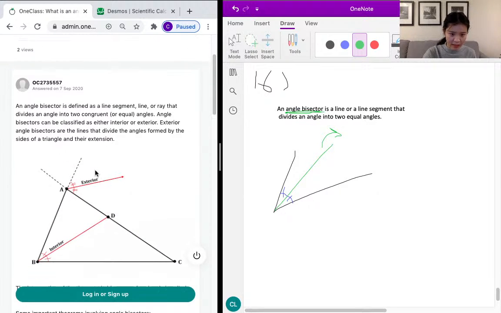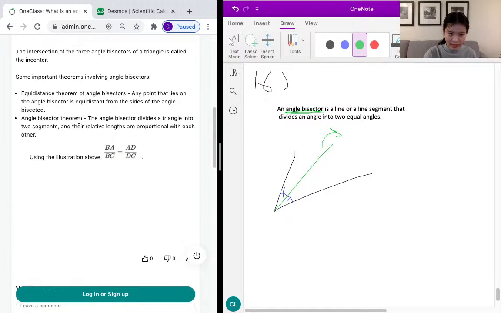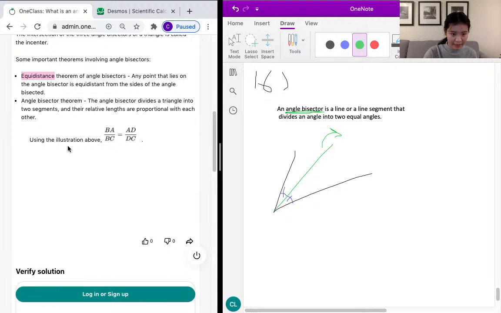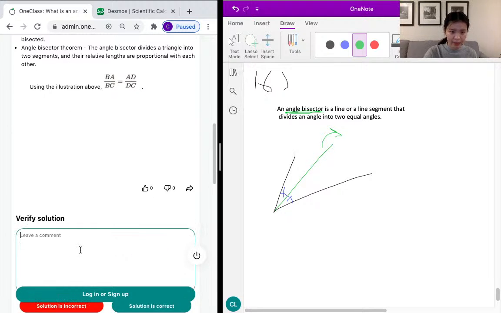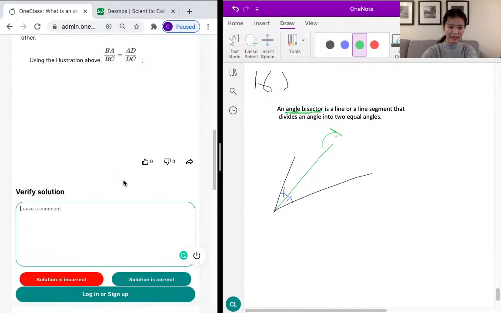Okay, now let's look at the sample solution over here. Again, they had similar explanations, and they also stated some angle bisector theorem and equidistance theorem, which is quite obvious in my opinion, but you can look those up if you would like. I think the question only asked about angle bisectors. So that's what I explained. And let's just say great job.